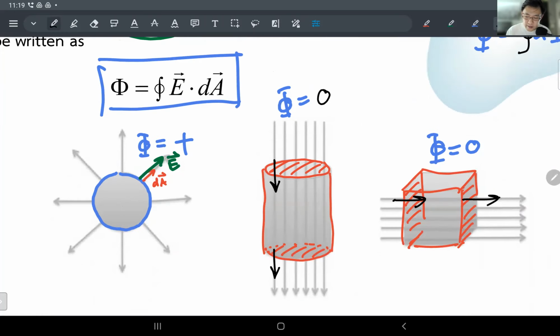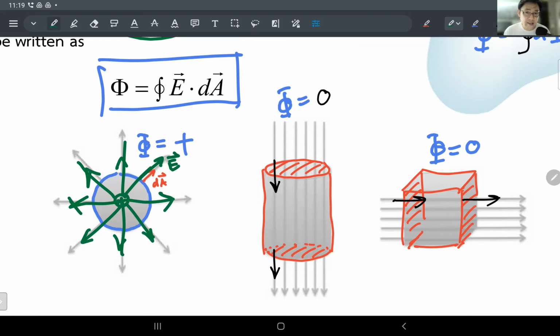On the left one, it looks like the net flux is positive. It's like something is coming out. This is the case where you have a positive charge in the center. If you have a positive charge at the center, then you will get an electric field coming out of it. So that's a hint: if you have net positive flux, there must be something inside that generates that positive flux coming out.